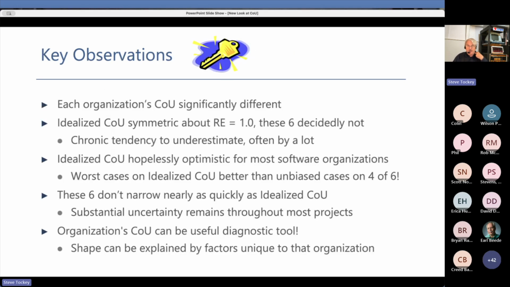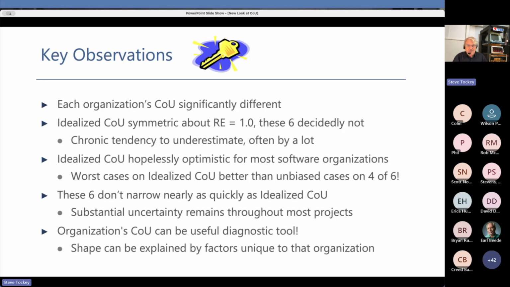Now, what I want to point out, key observations: notice how each organization's cone of uncertainty was significantly different from the others. That idealized cone of uncertainty, which I should have mentioned was published by Barry Boehm, was symmetric. It looked the same on the bottom as it did on the top, as if you took it and rotated it this way. But what you notice about the 6 that I showed you from these real organizations is that they are decidedly not symmetric. There's a chronic tendency to underestimate, often by quite a lot.